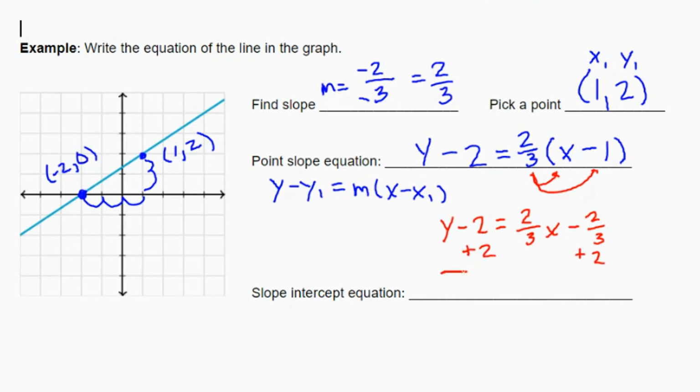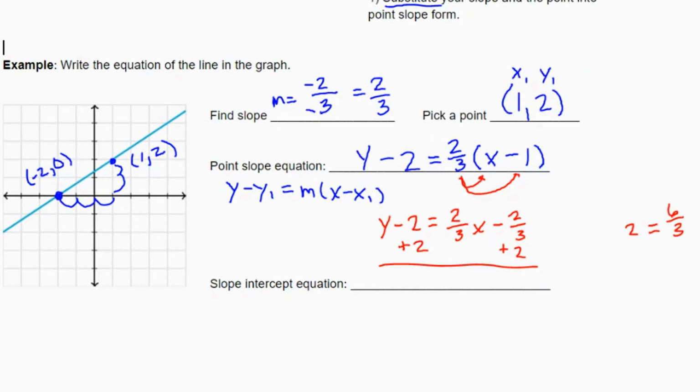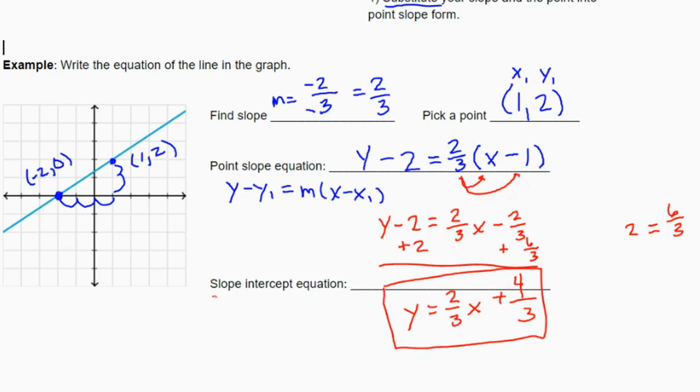Now, if you are not good with adding fractions, then you could use a calculator, certainly, for this problem. But 2 is equivalent to 6/3. Okay, so then if I am adding 6/3, because we have to have a common denominator, 6/3 minus 2/3 just leaves me with 4/3. All right. Now you could have done that by hand, or you could have used a calculator to assist you. So this equation is our slope-intercept form.